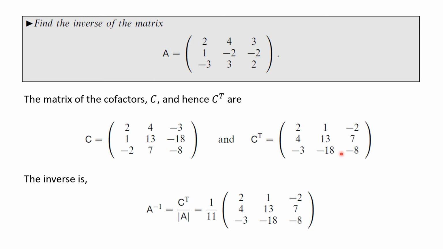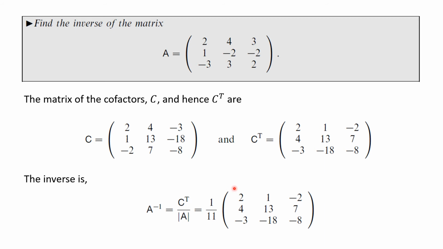For our last step, we are going to divide the transpose of C by the determinant of A. The inverse of your matrix A is equal to the transpose of C divided by the determinant of A, or just your transpose of matrix C times 1 over 11. This is now the inverse of your square matrix. Of course, you can simplify this one by dividing all the elements by 11, or you can just have this one as is. That is how you are going to find the inverse of a matrix.